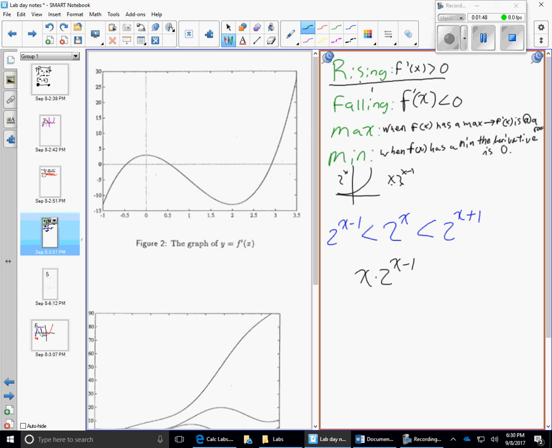Well, let's take an example value. So I believe we used -1 in class. So at x equals -1, we have -1 times 2 to the -2, which is -1/4. Which is definitely not greater than 0, because it's a negative.